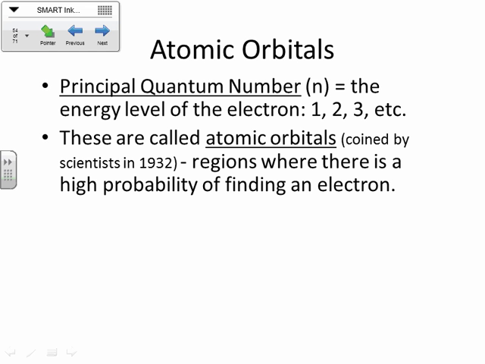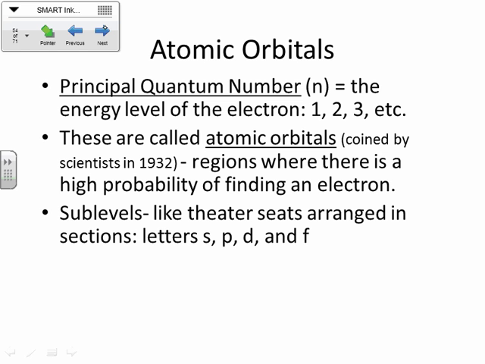I like to use the hotel analogy for this, okay? And I think it's going to make more sense if I just show you the hotel here, okay? So these are the 4 different sub-levels you can have, S, P, D, and F, okay? You could say it's like theater seats arranged in sections, or you could say it's like rooms that cost a different amount on the same floor of a hotel, okay?